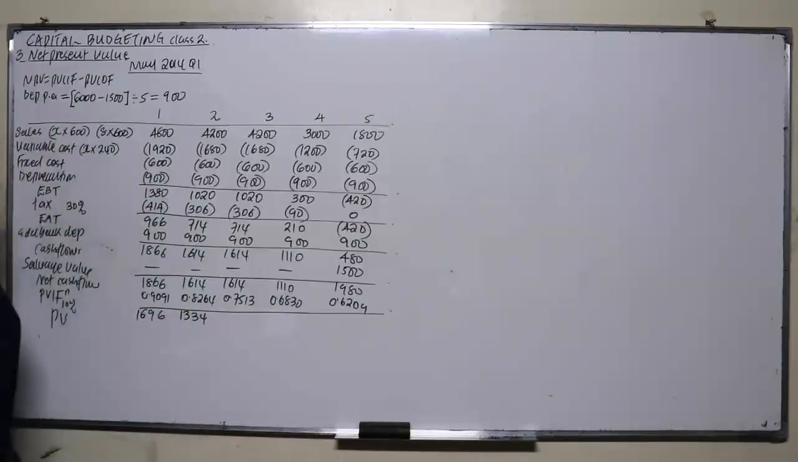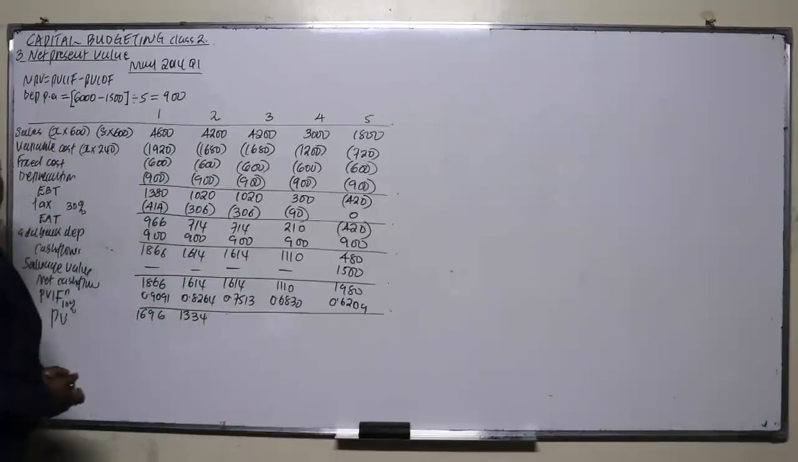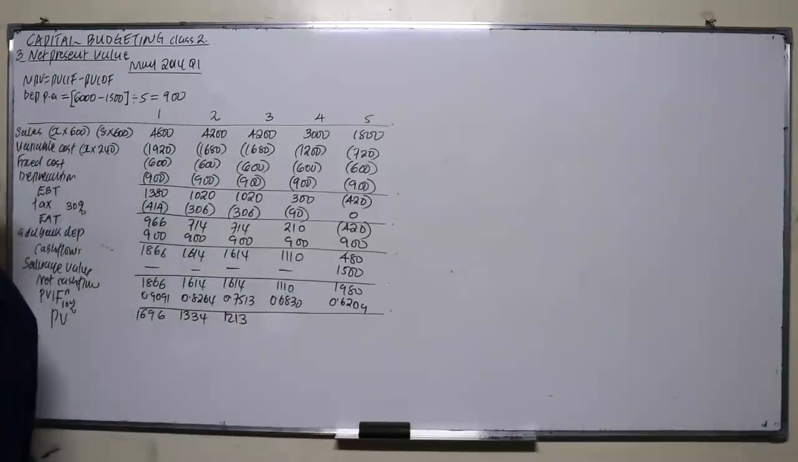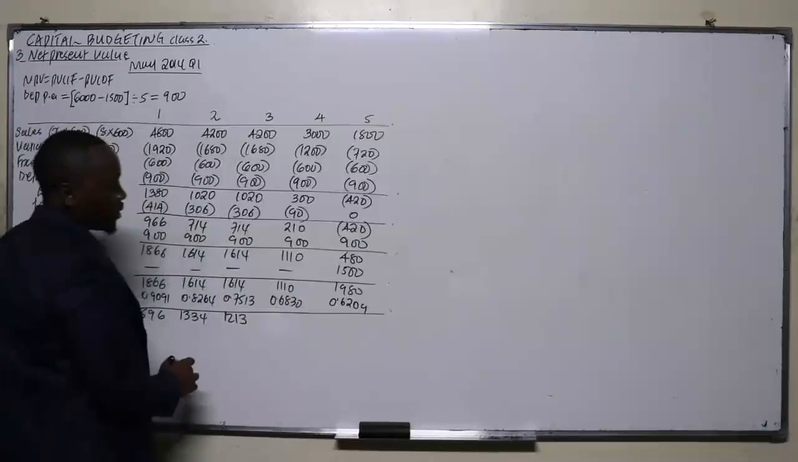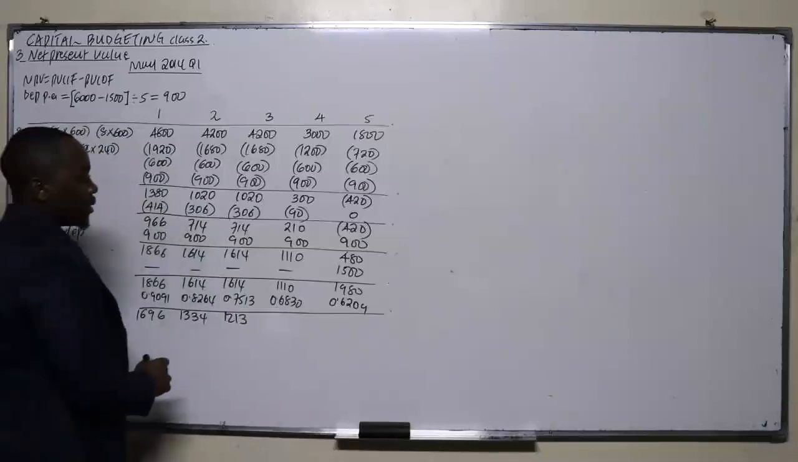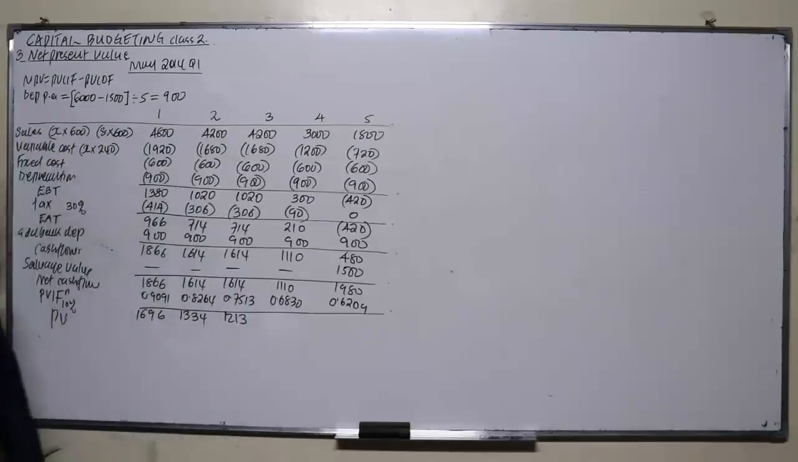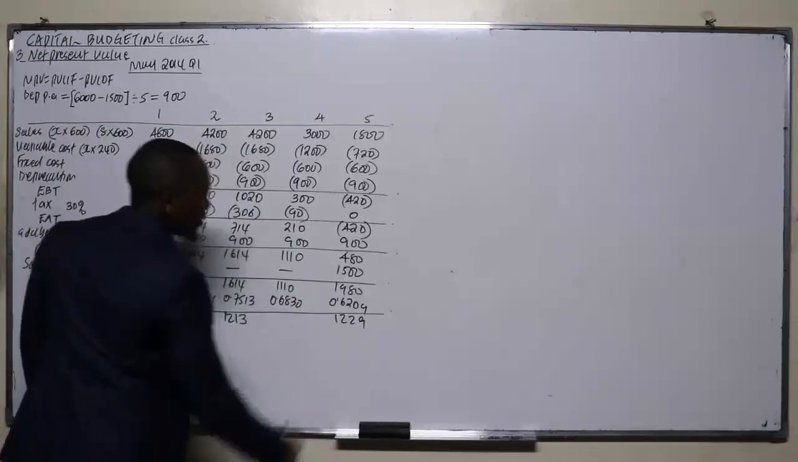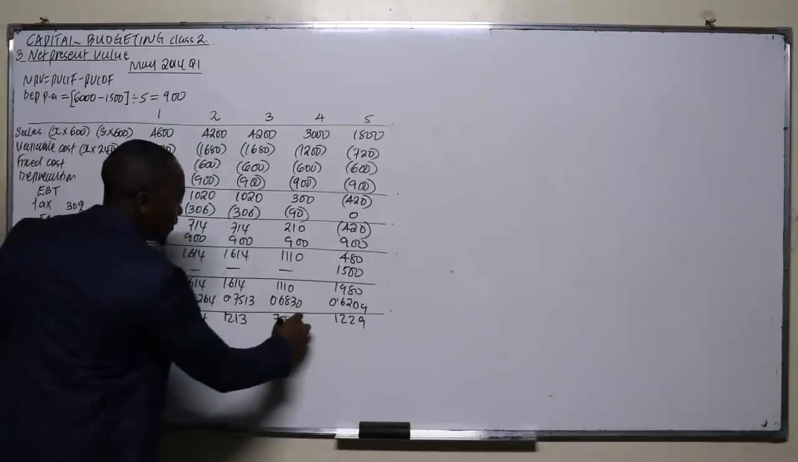1334. Okay. 1012. Yes, you round off. 1213. 920, because this is 1110, not 110. Last one is 1229.7. Good.